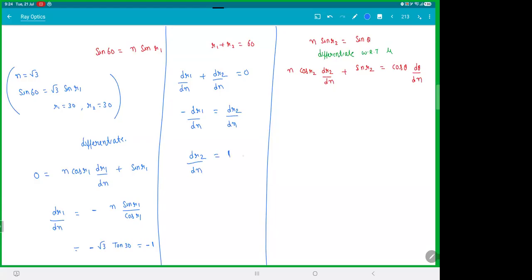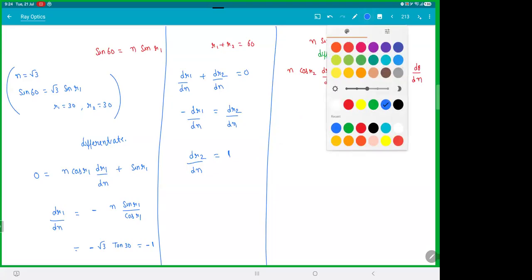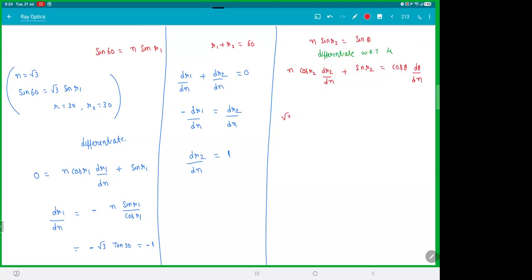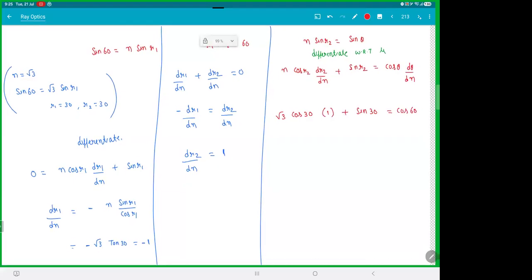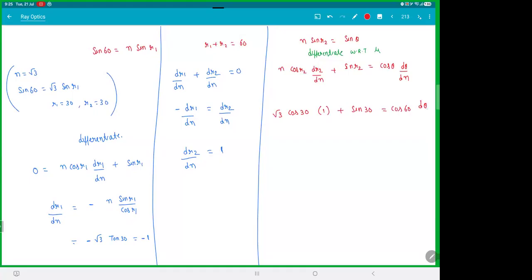Now you have everything. Substitute here. So n is root 3. r2 is 30. dr2 by dn is 1. Sine r2 is sine 30. Theta is 60. Yeah, it looks a little lengthy because there are too many steps, but you got the idea there. How much is this? 3 by 2 plus 1 by 2.